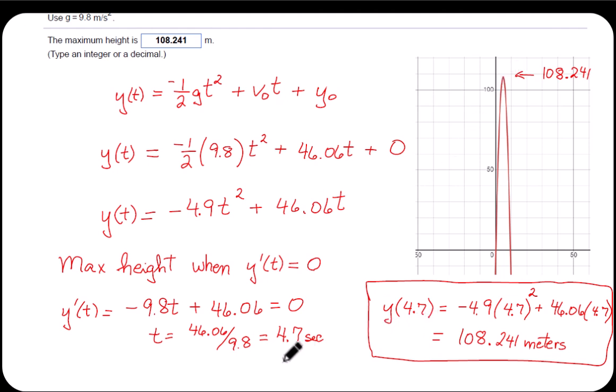All right, so it happens at 4.7 seconds. Plug that in. And so we have 108.241 meters.